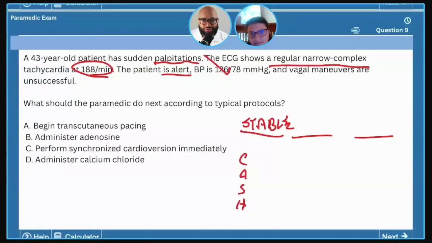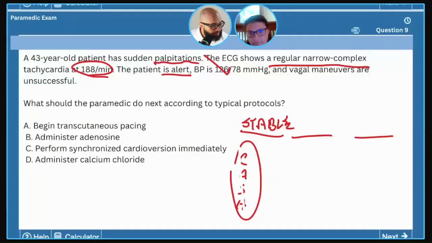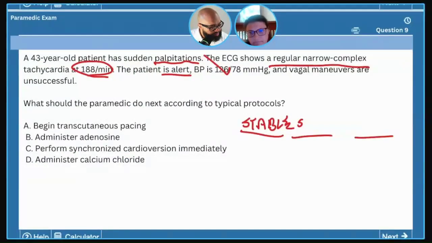Chest pain, altered mental status, shortness of breath, hypotension. So, okay, he does have palpitations, but he doesn't really have anything else. So we're going to say he's stable. And then is he having symptoms or no symptoms? Symptoms. He's definitely having symptoms. Actually, let's flop these. Let's call this one symptomatic.